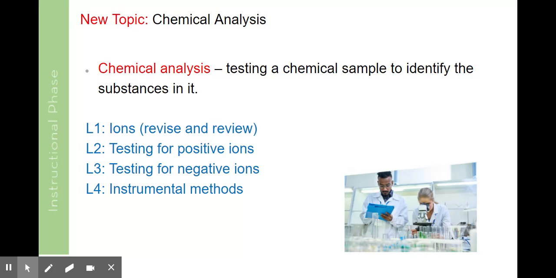Lesson 2 is looking at how to test for positive ions. Lesson 3 is how to test for negative ions. Now I might split that between 2 lessons. And then lesson 4 is looking at instrumental methods used to test chemical samples.